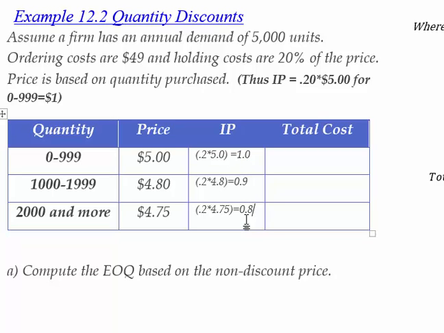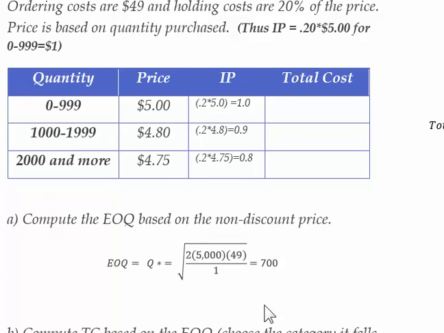So first of all, we're going to calculate the economic order quantity based on the non-discount price, which is going to be $1. So we're going to use our economic order quantity model, and 1 will be in the denominator. So I went ahead then and plugged those numbers in. You could have done it on your own, but 2 times 5,000, that's the annual demand, times the shipping cost divided by 1, and it should give us about 700.